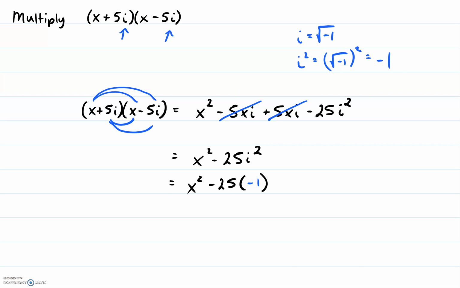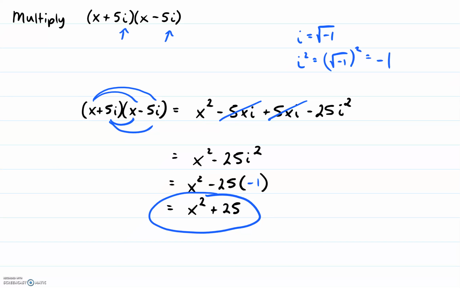So you definitely want to keep that in mind when you're doing a problem like this. But still, it's not too bad to look out for it. Simplifying, we'll have x squared. Negative 25 times negative 1 is going to be positive 25. And now all of the complex units are gone, and we're just left with some nice real number solution.